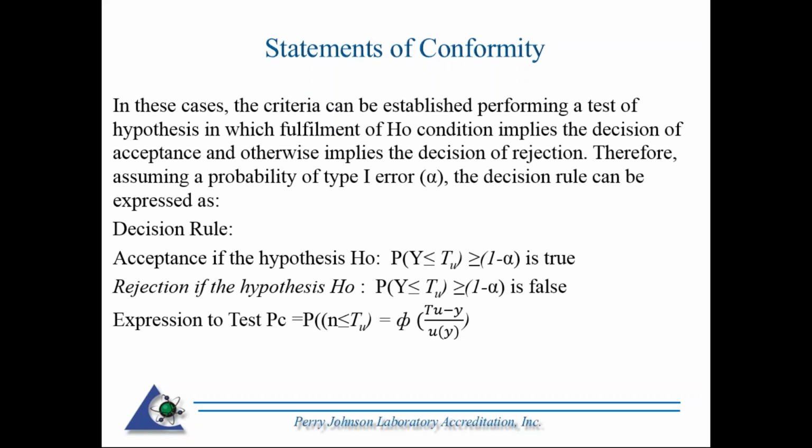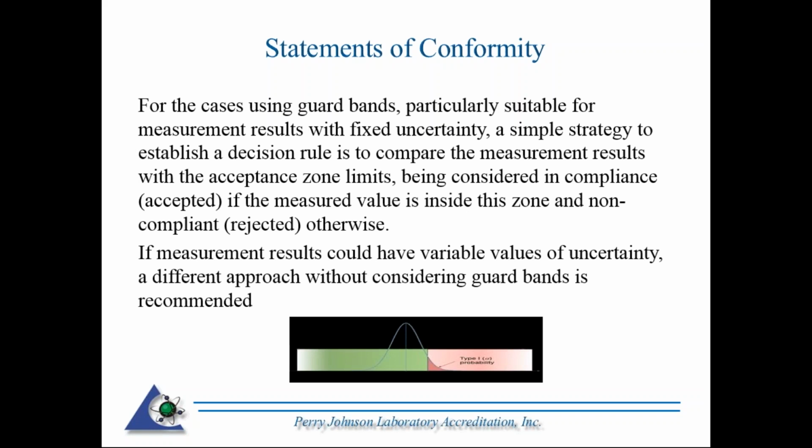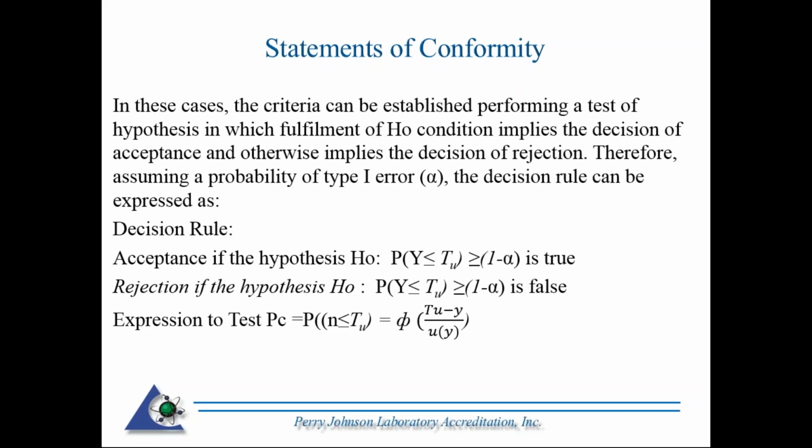So I want to give you another scenario here, an example, utilizing something other than guard banding. In these cases, going back to the previous slide, in the last paragraph there, and just looking at that picture, what we're looking at down there is a normal distribution, 95% confidence interval, where we have the 0.05 probability of false acceptance depicted in the red part there. So we're looking at the probability of the value and the degree of uncertainty falling within the acceptance limit of this normal distribution.